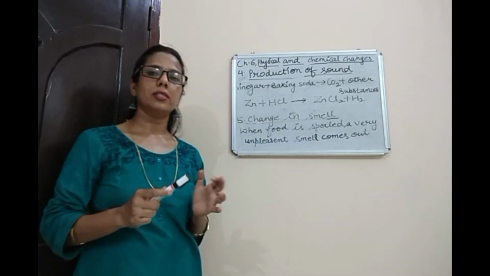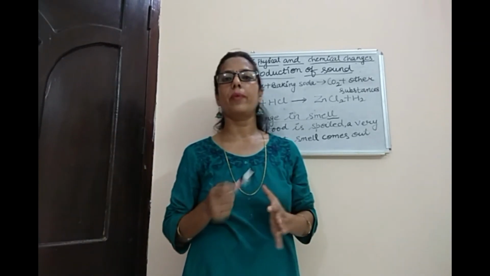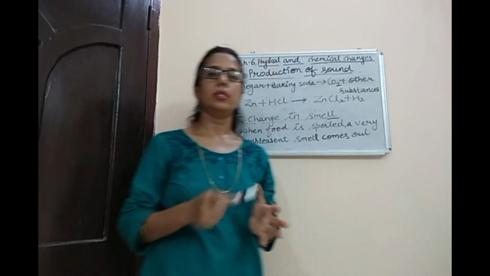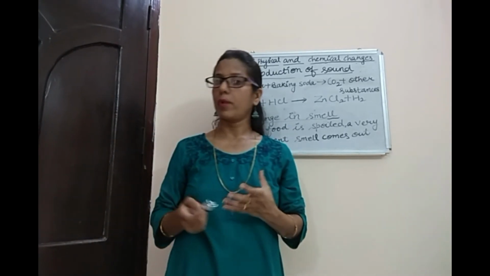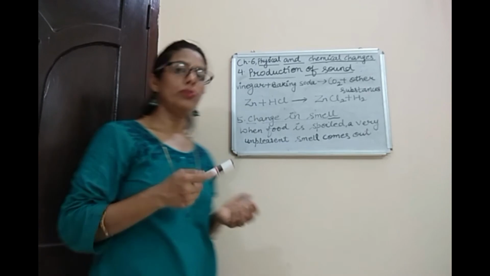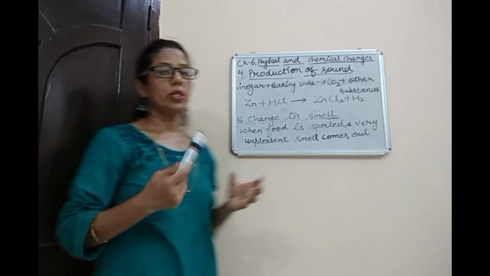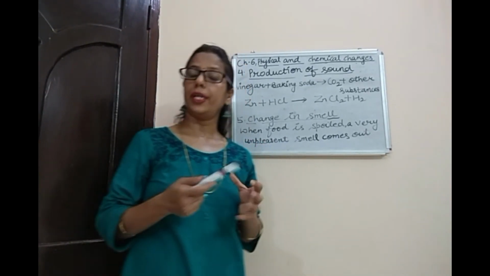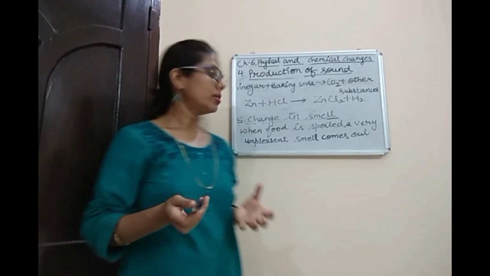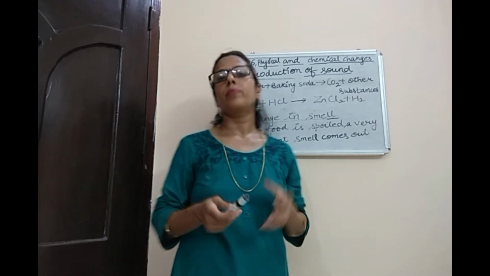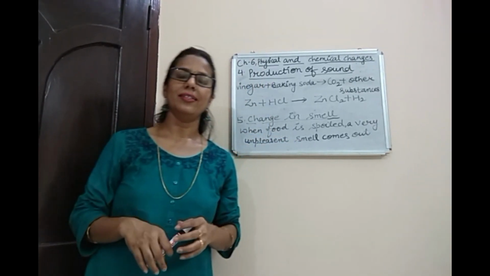Now we have discussed different characteristics of a chemical change, like chemical changes are irreversible in nature, chemical changes are permanent in nature, always a new substance is formed, production of sound, production of heat and light, change in color, change in smell. So these are some characteristics of a chemical change.